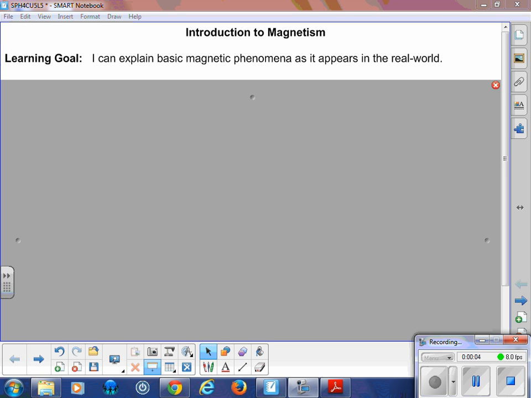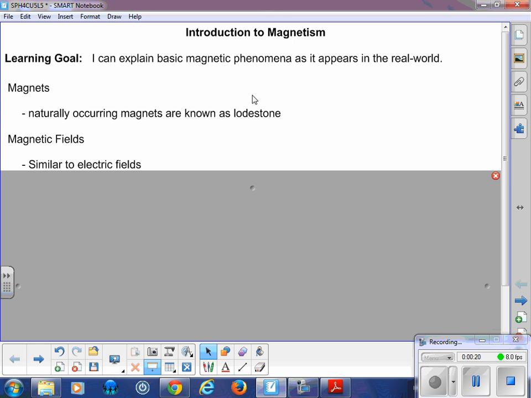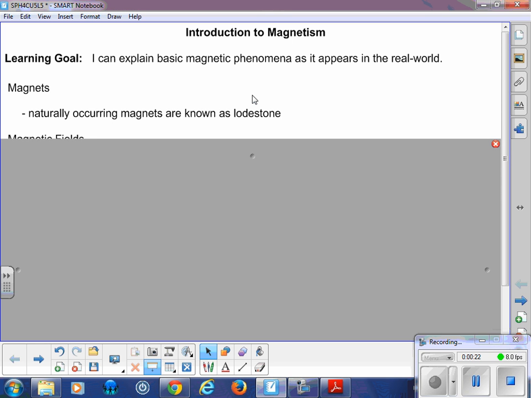And today we're looking at introduction to magnetism. So we're moving away from electricity for a lesson or two, and we're going to look at magnetism. Today I just want you to be able to explain basic magnetic phenomena as you see them in the real world, and I've got some hands-on activities for you to try after. All right, so what do we know about magnets?